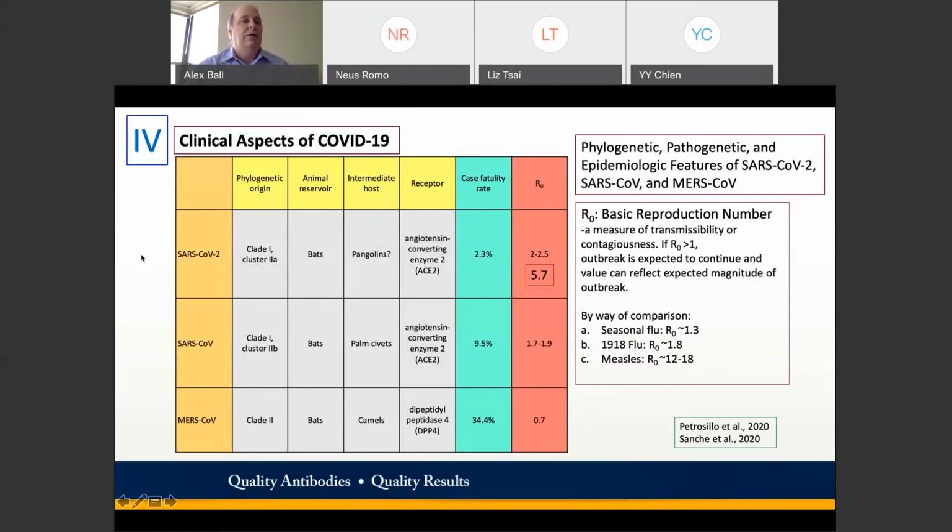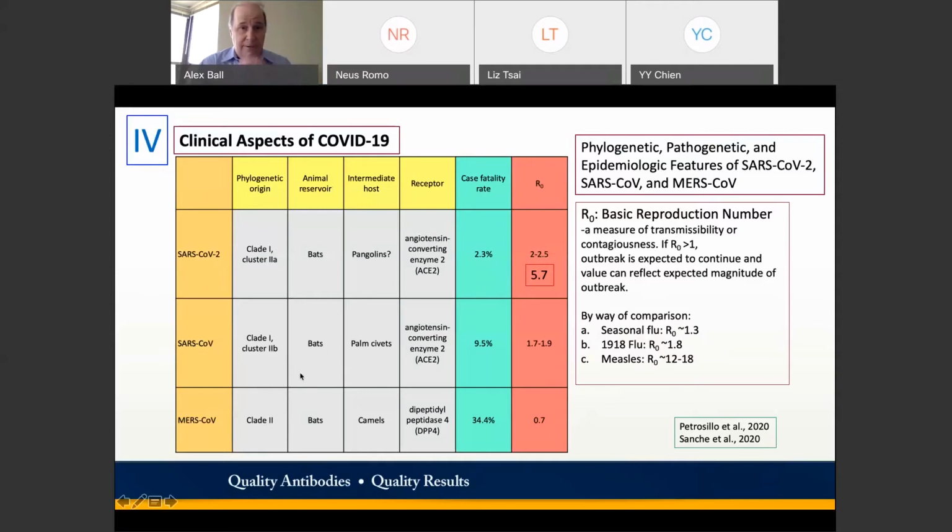To move on to the clinical aspects of COVID-19 disease, I think we'll start with a brief summary to set the groundwork for the future discussion. As we indicate, SARS-CoV-2 is more closely related to SARS-CoV than MERS-CoV. The two of these are in the same clade. MERS-CoV is in a different clade. The animal reservoir is bats for all 3 viruses.